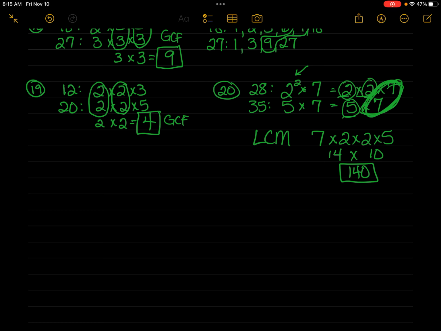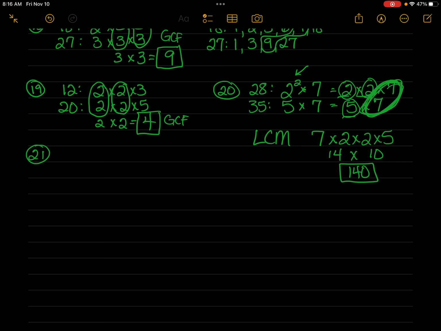Now you could also list out their multiples, but I'm not going to do that because I don't want to list out multiples for 28 and 35. It might be easy enough to do when you're doing 2s and 8s and all that, but when you get into these bigger numbers, it takes a lot longer to list out the multiples. Okay, maybe I'll do it on the last one for y'all.